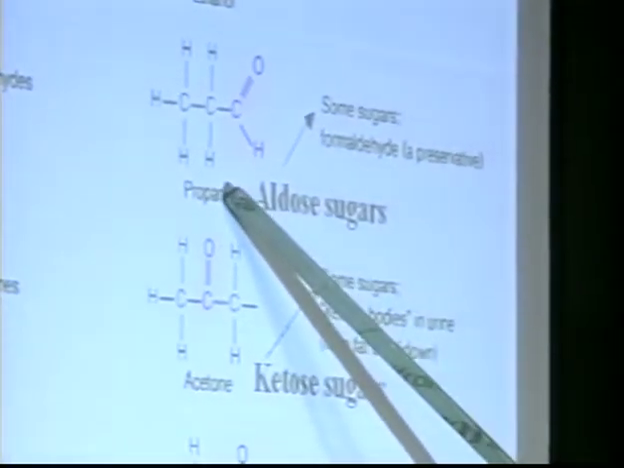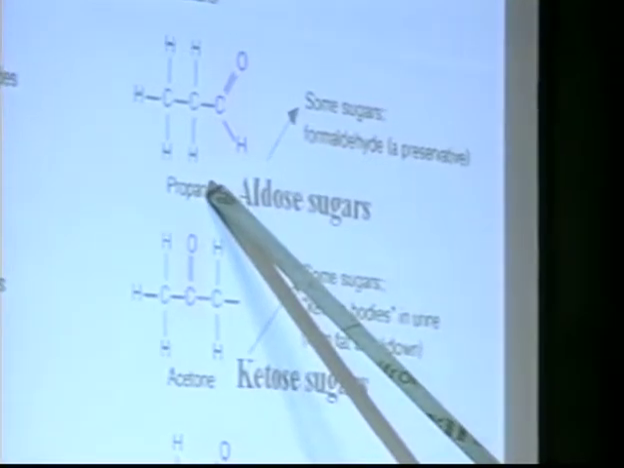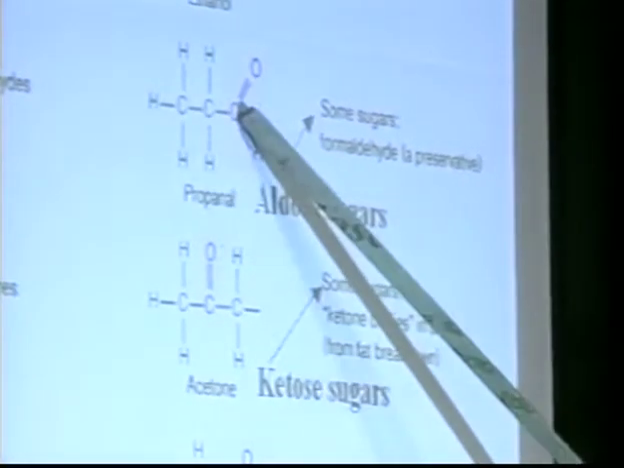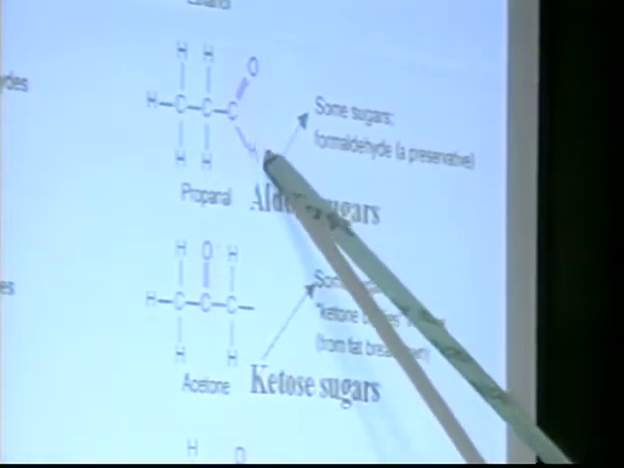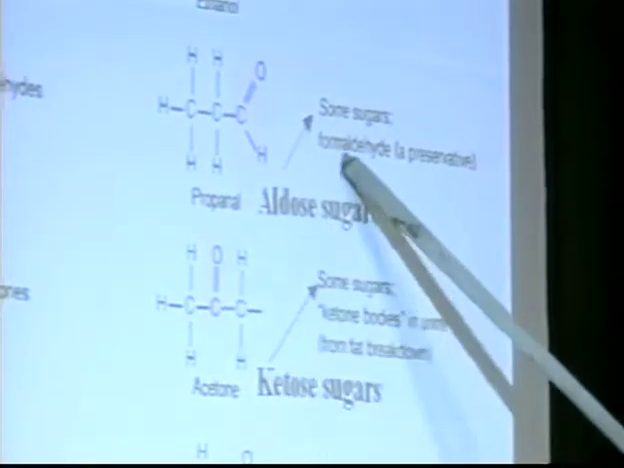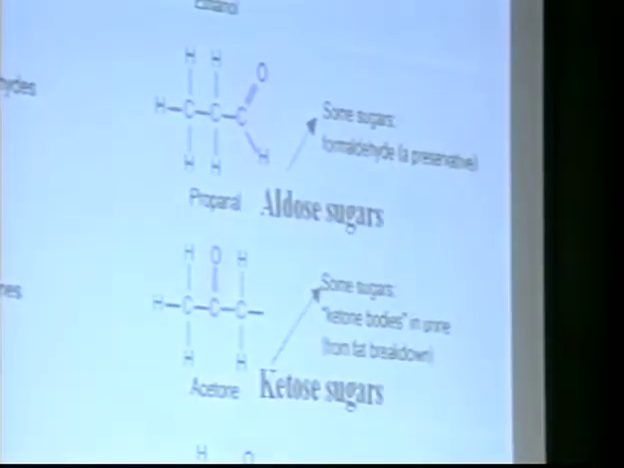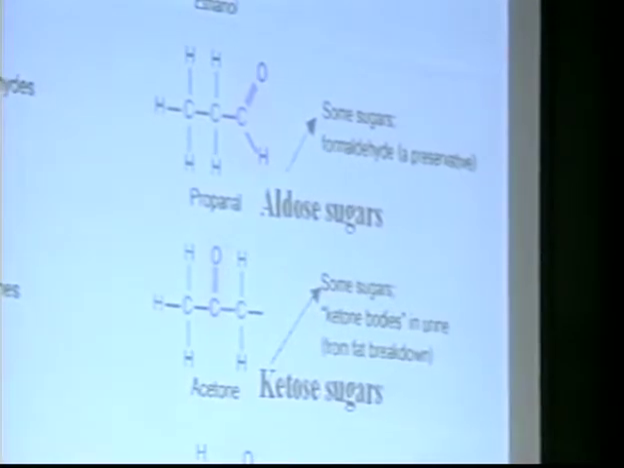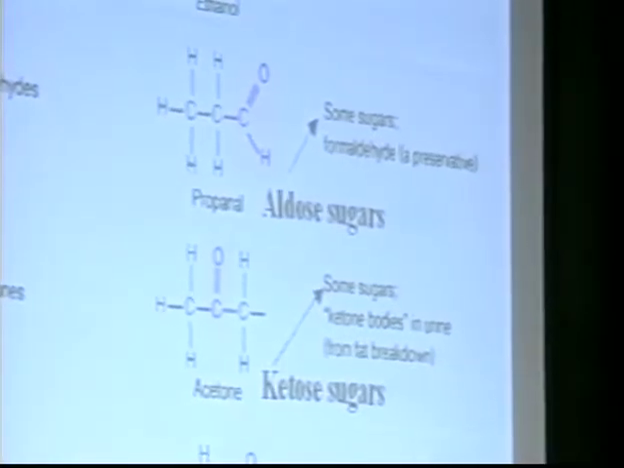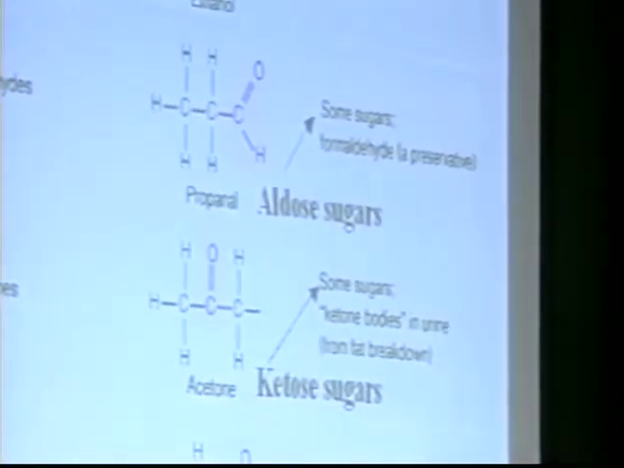The "al" tells us it's an aldehyde. All right, so you can instantly draw the structure of this thing. It's got 3 carbons. The 3rd carbon has an aldehyde on it. Formaldehyde, which is a preservative that's commonly used, is an aldehyde. Some sugars are aldehyde sugars. They have an aldehyde group. We call those aldose sugars.